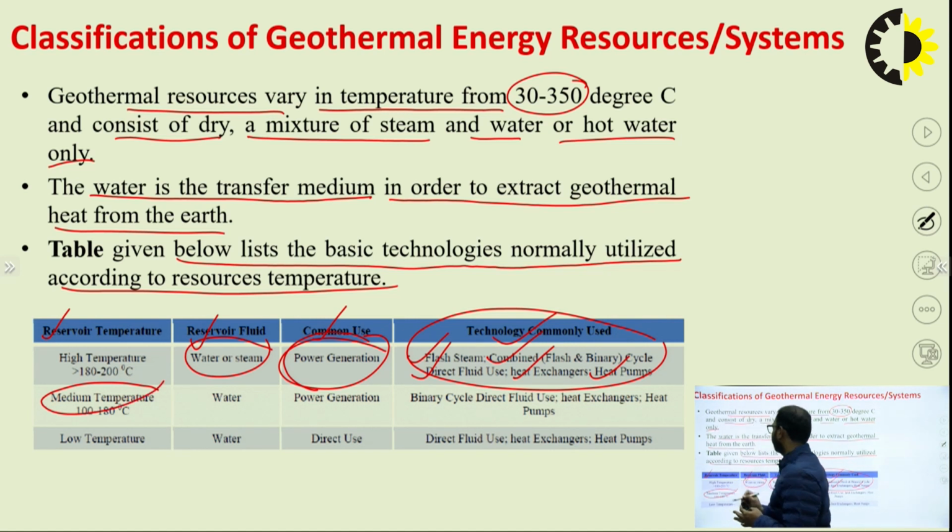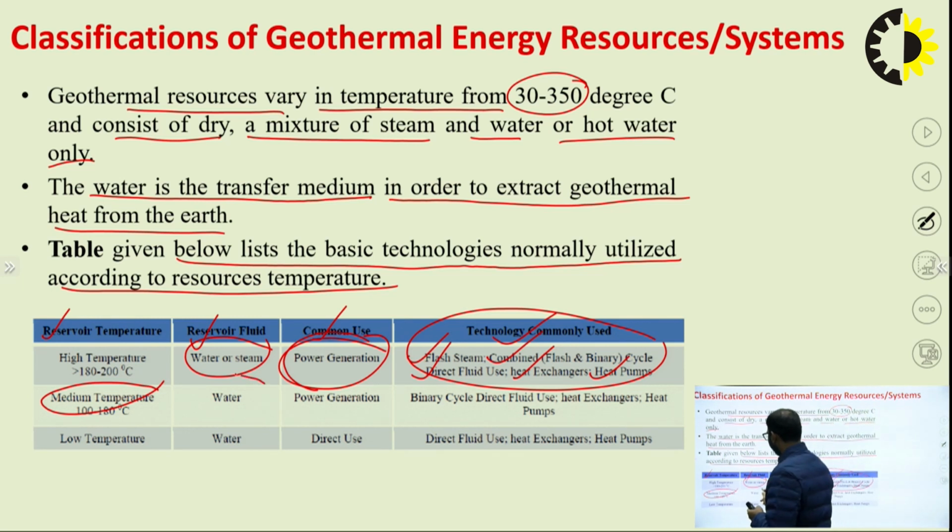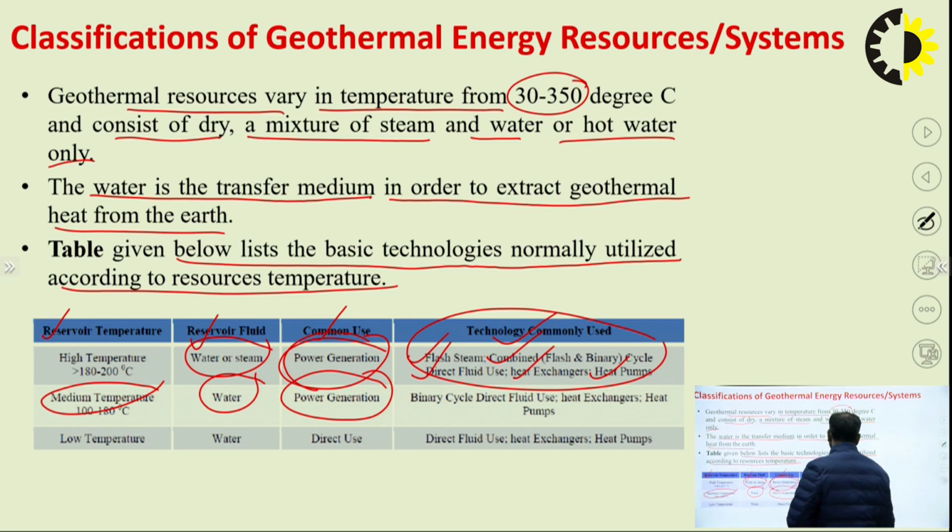Then the second one is medium temperature. What is medium temperature? If the temperature lies between 100 to 180 degrees Celsius, then the reservoir fluid is water, and this type of fluid can be used for power generation. The technologies commonly used for medium temperature ranges are binary cycle, direct fluid use, heat exchangers and heat pumps.